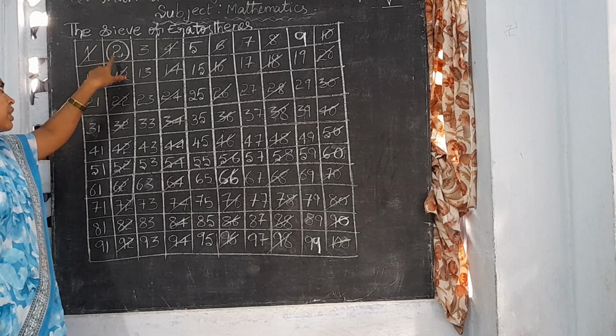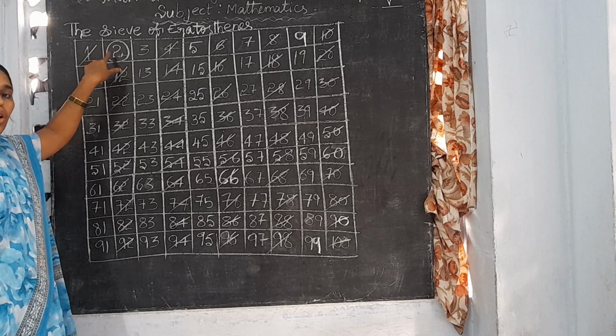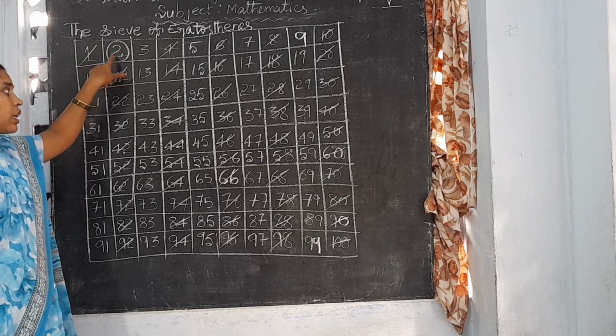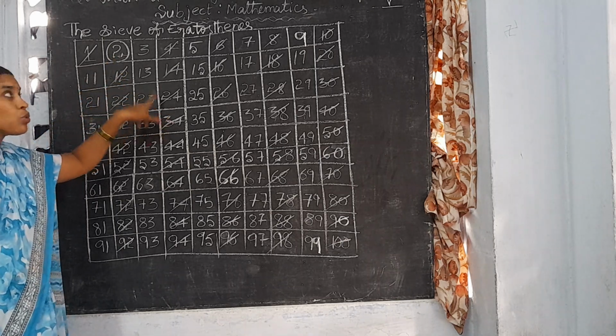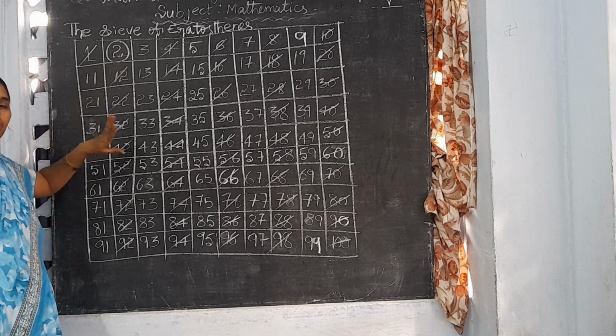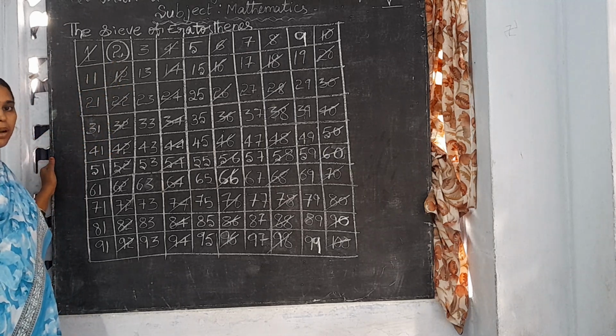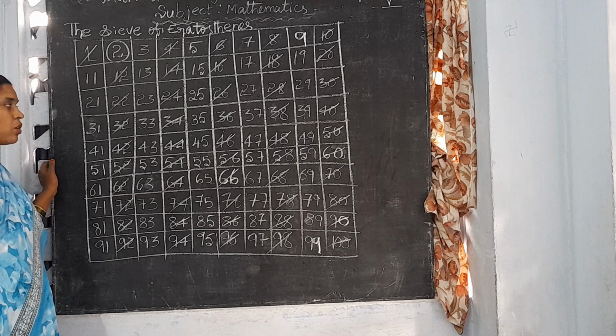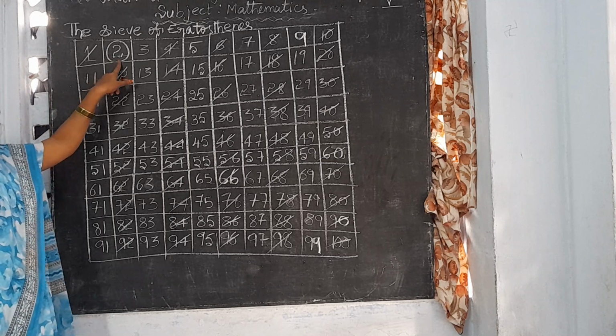Clear? What is the even prime number? 2 is the only even prime number. In all the remaining even numbers, 2 is one of the factors. So all the remaining even numbers are not prime numbers. Those are all composite numbers. Only 2 is an even prime number.